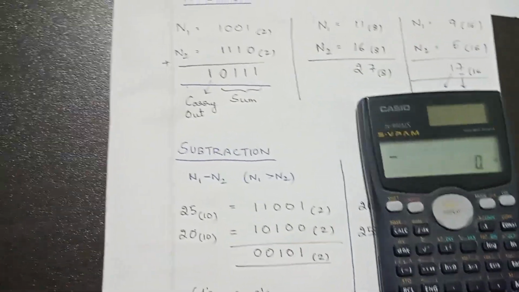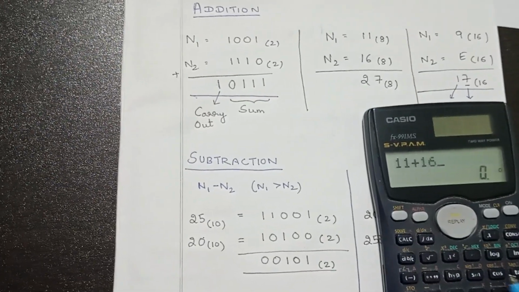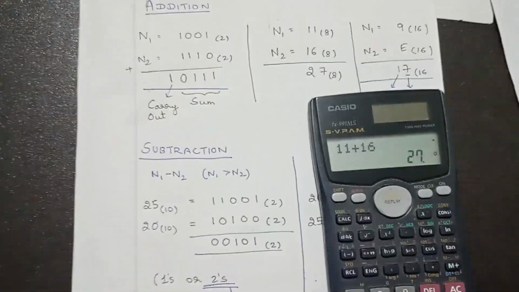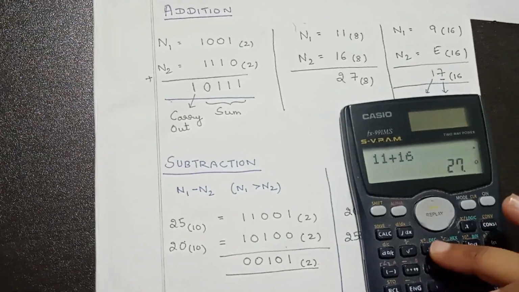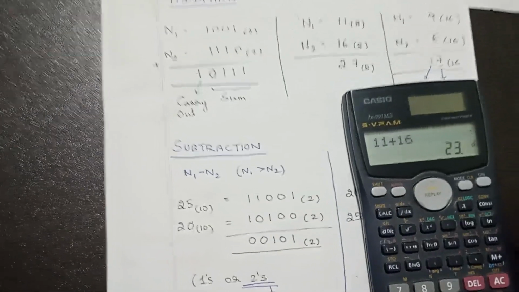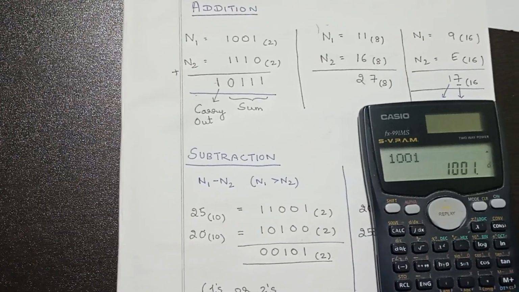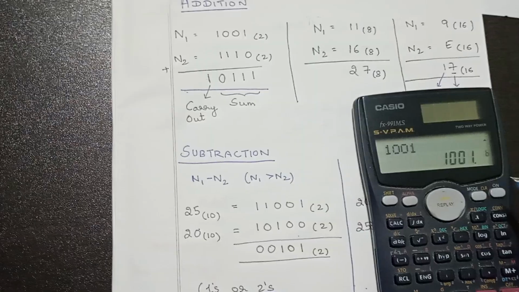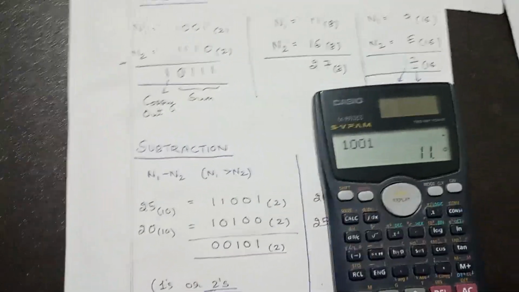Now suppose we want to do the same thing in octal. We want to do 11 in octal, add it with 16 in octal. 27 is the answer. We can first do it in binary and then see its equivalent version in the decimal number, or hexadecimal, or other octal formats. Or we can convert each of them. For example, 1001, we want to see what it is in binary, and then convert it to octal and then add it in octal. We can do however we want.